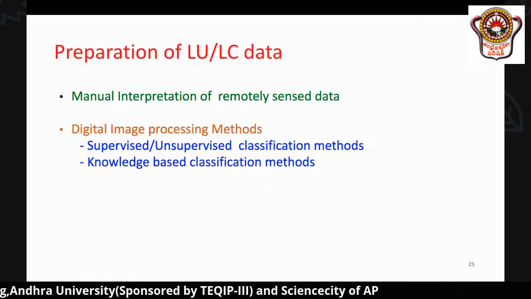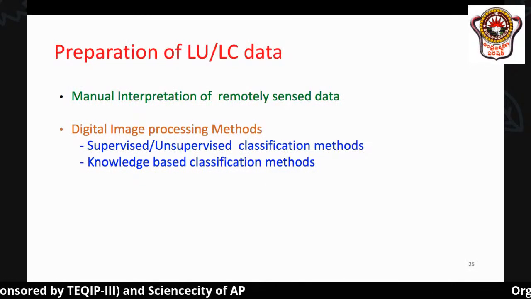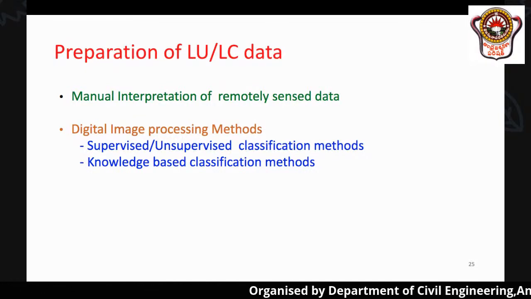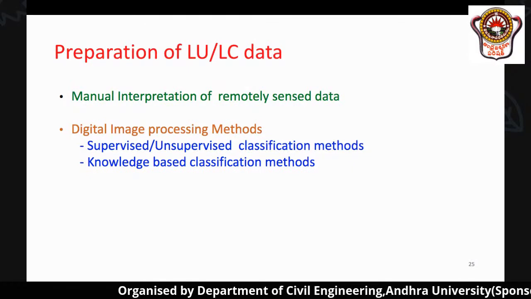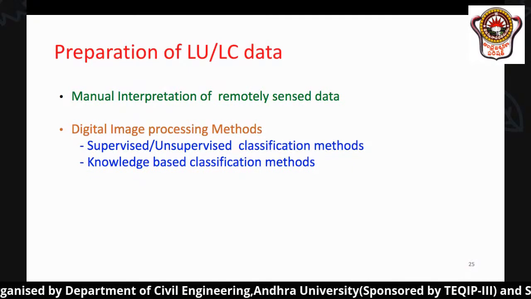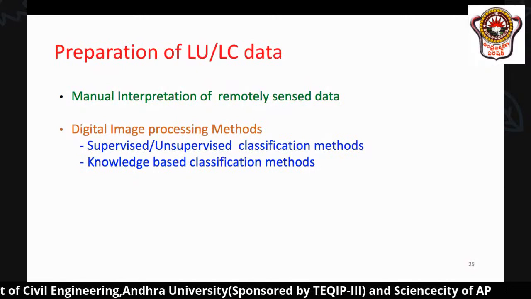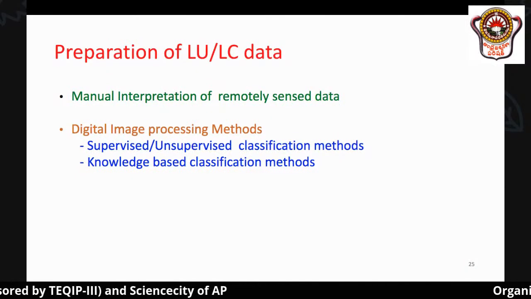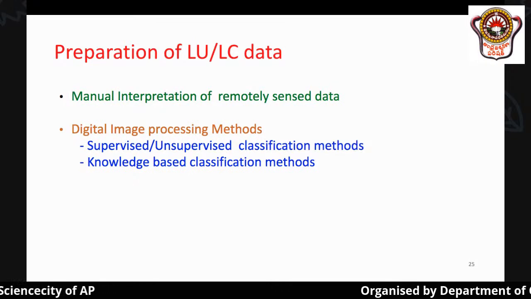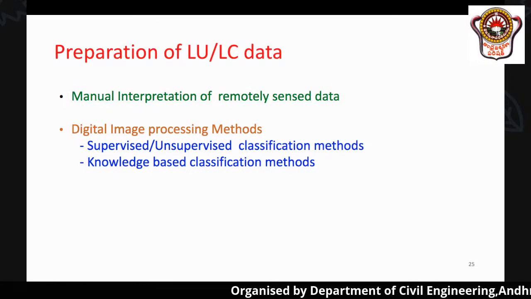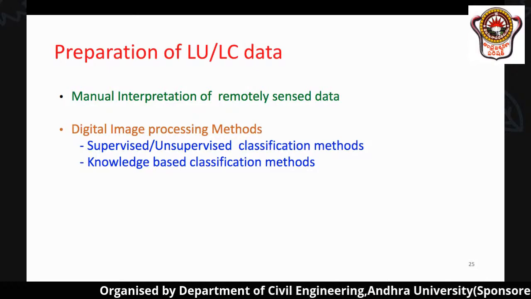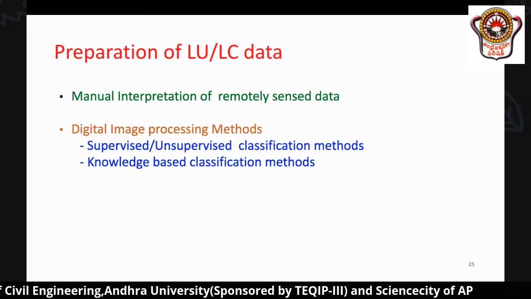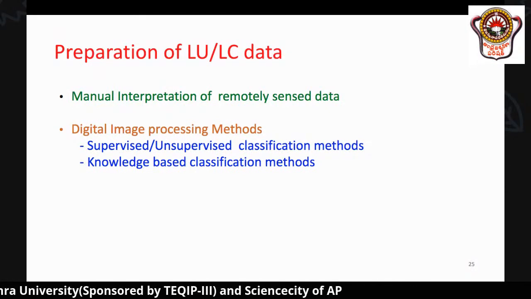So you can prepare this data set by yourself by using different remote sensing techniques, like superimposed interpretation, or you can go for supervised, unsupervised, and knowledge-based classification. Most things you can do by yourself if you have the satellite data. Otherwise, nowadays most of the data sets are already prepared for most of the river basins or watersheds across the world. So you can see which is suitable or convenient for you, and accordingly use the data set.